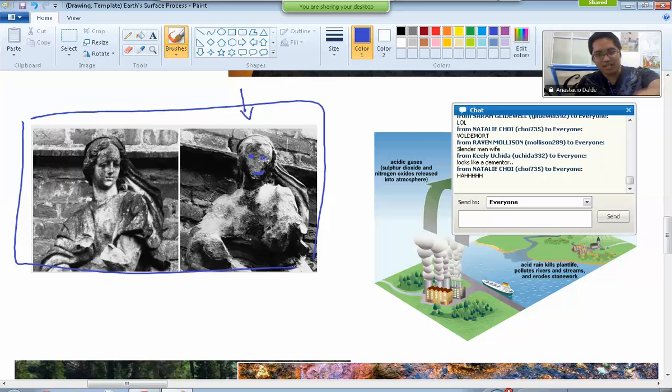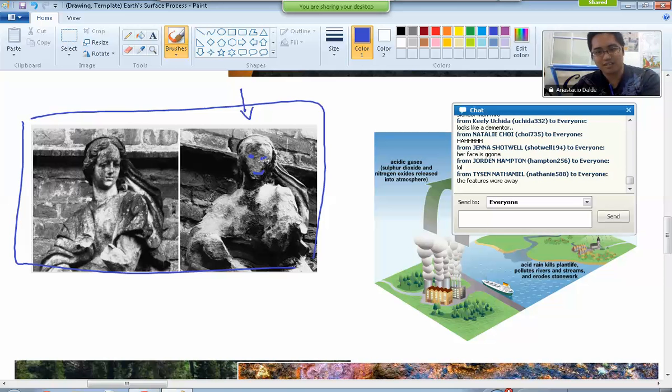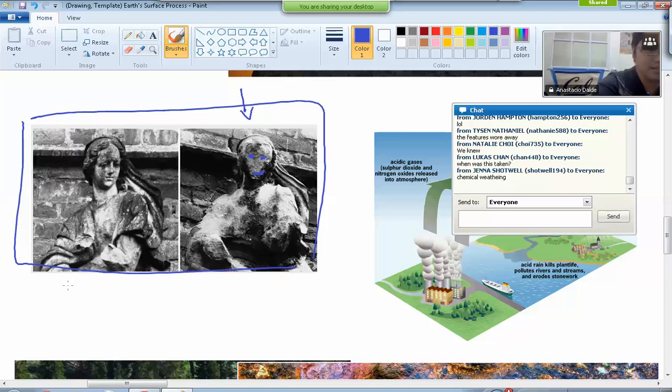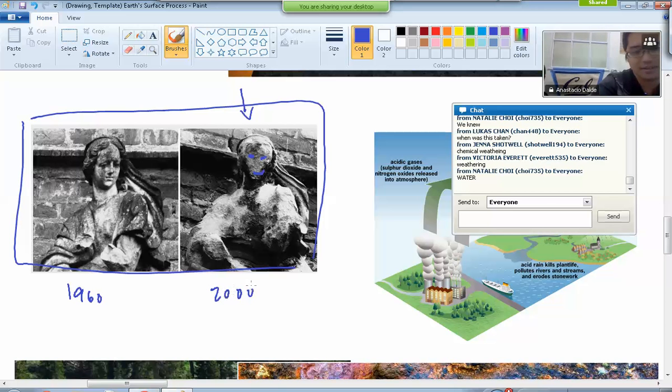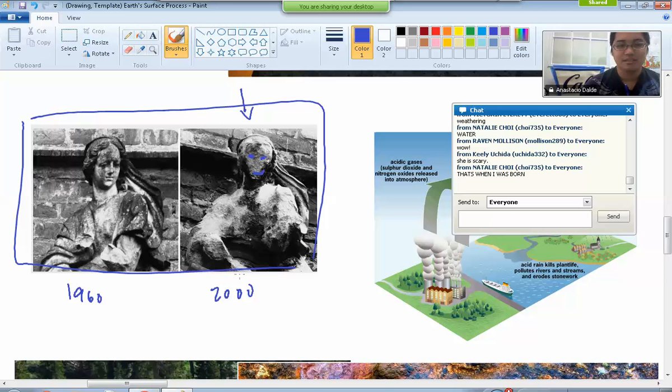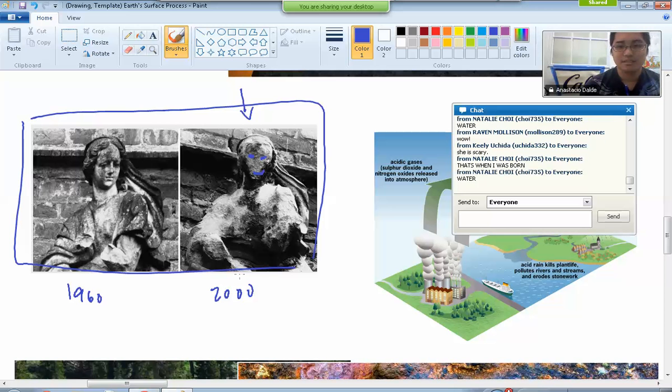Her face is gone. Her features didn't just wear away. This was taken in like 1960, and this was taken in about 2000. All that hard work went into this. Yeah, the hard work went into that marble statue. What's going on? What happened? It's marble? What's even going on? Actually, I think it was marble. Anyway, water weathered it?